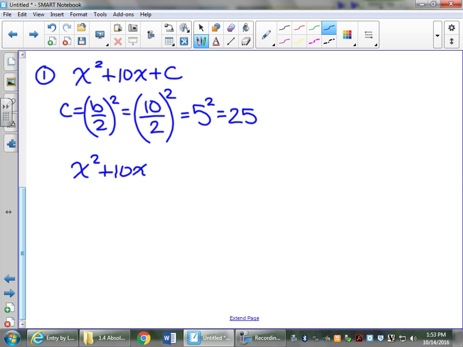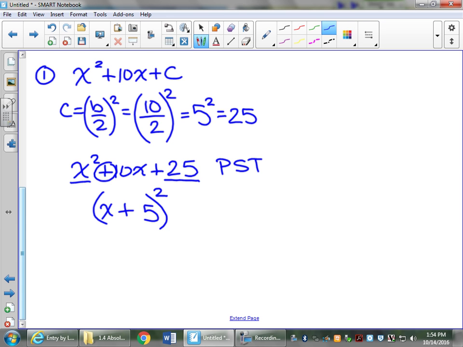So I'm going to put that c value into the expression. So this is now a PST. So we're going to factor it, and by factoring it, we are writing it as the square of a binomial, because both factors are identical. Recall, to do that, we square root the a and the c terms. So square root of x squared is x, square root of 25 is 5, and you take the sign of the middle. So it'll be (x plus 5) squared. And we've now written it as the square of a binomial.